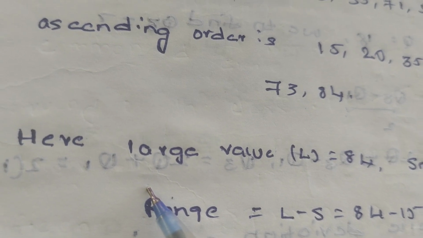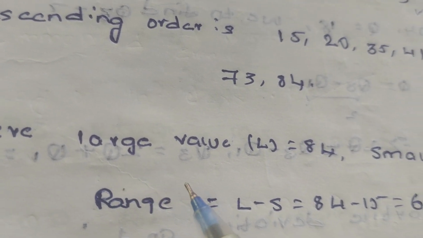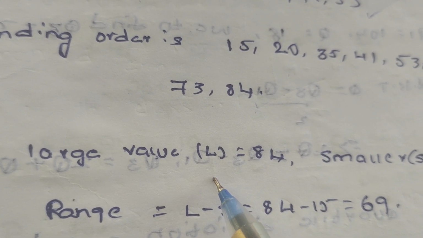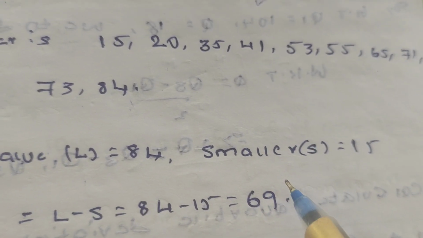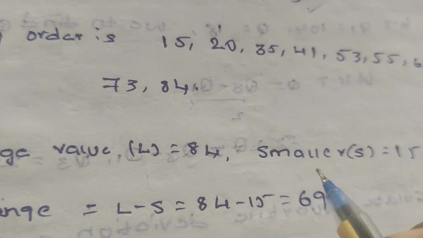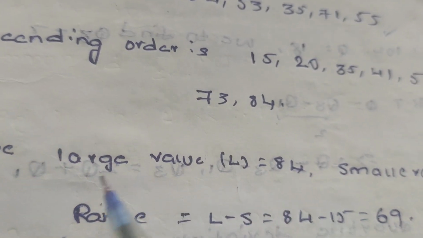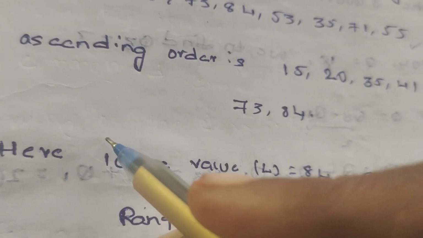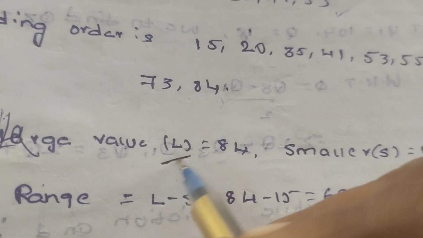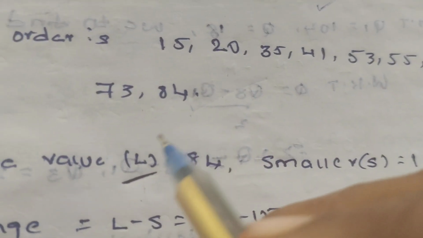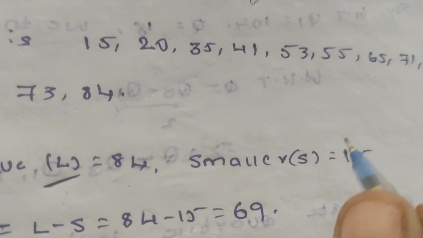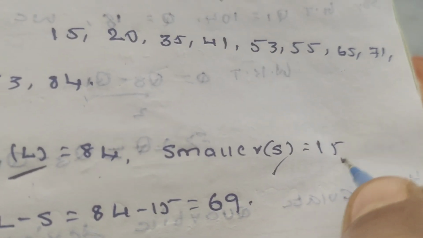Here, the lower value, the smallest value, and the biggest value, or large value. Large value is indicated by the symbol L. Here the largest value means 84, and the smallest value, indicated by S, is 15.